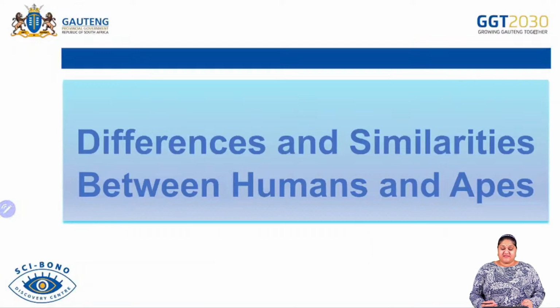Right, now we're coming to the differences and similarities between humans and apes. But before I get there, I just want to do a little recap. Phylogenetic trees is a skill. Answering questions on phylogenetic trees is a skill. So you need to take time to get the skill right. You need to understand the basics of the phylogenetic tree and how to read it.